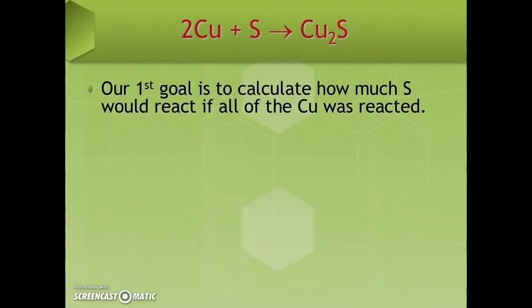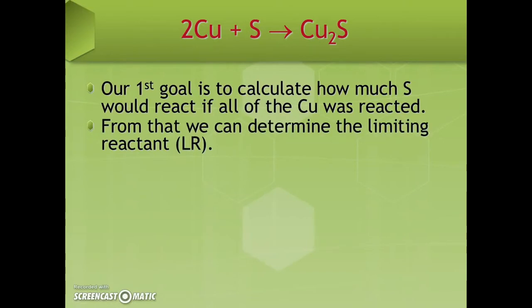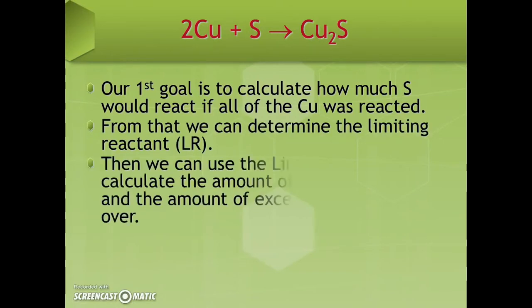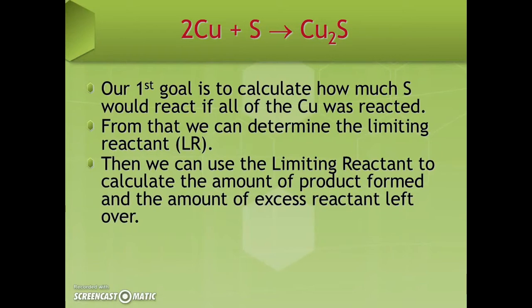Okay, so our first goal is to calculate how much sulfur would react if all of the copper were reacted. And I encourage you to take this approach every time. It's very straightforward and it's very hard to get it wrong. From that we'll determine the limiting reactant, and then we'll use that to calculate the amount of product formed and the amount of excess reactant left over.